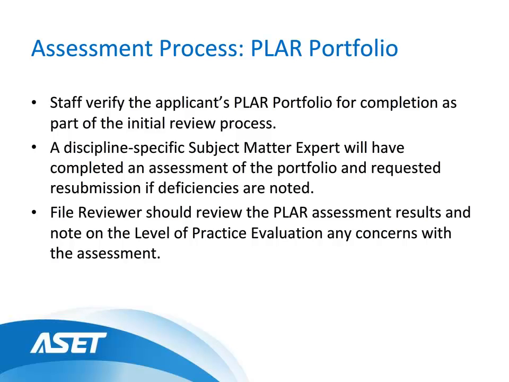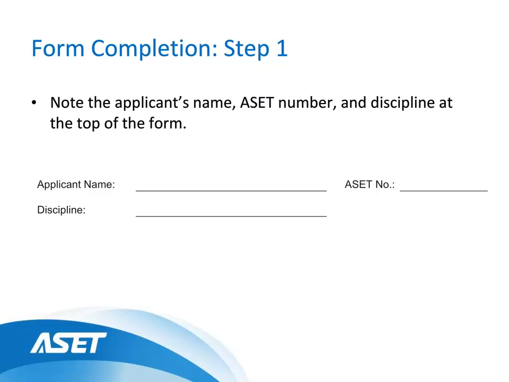For example, the applicant may have a borderline score, such as 61%, and/or the file reviewer may be concerned that the applicant has not provided a strong demonstration in relation to a particular academic benchmark. The Board of Examiners as a whole would then discuss these concerns as part of the final review of the applicant's file. The following slides outline how to complete the level of practice evaluation form.